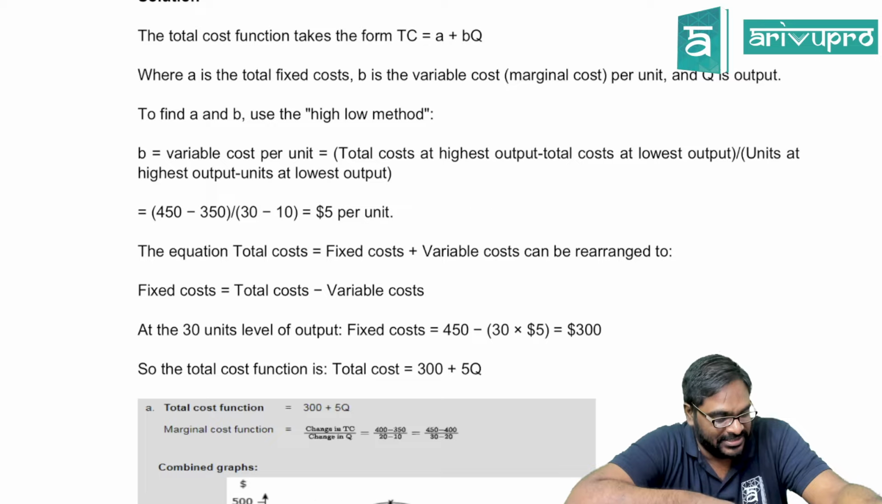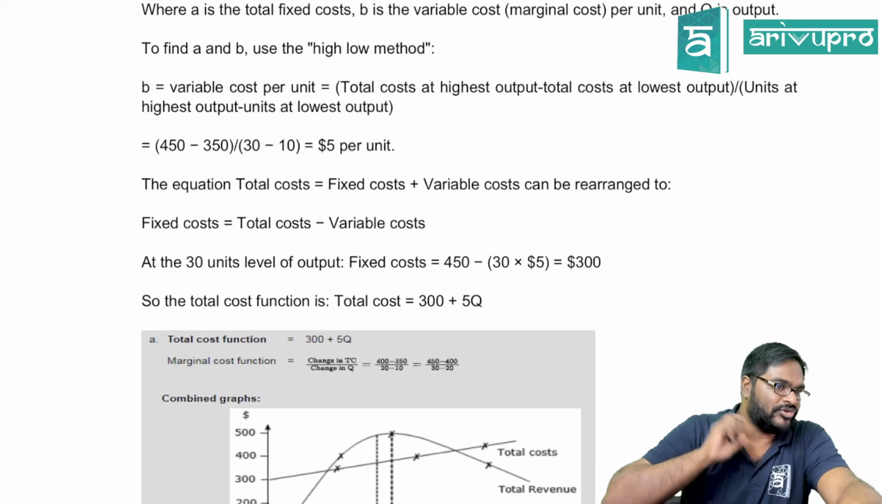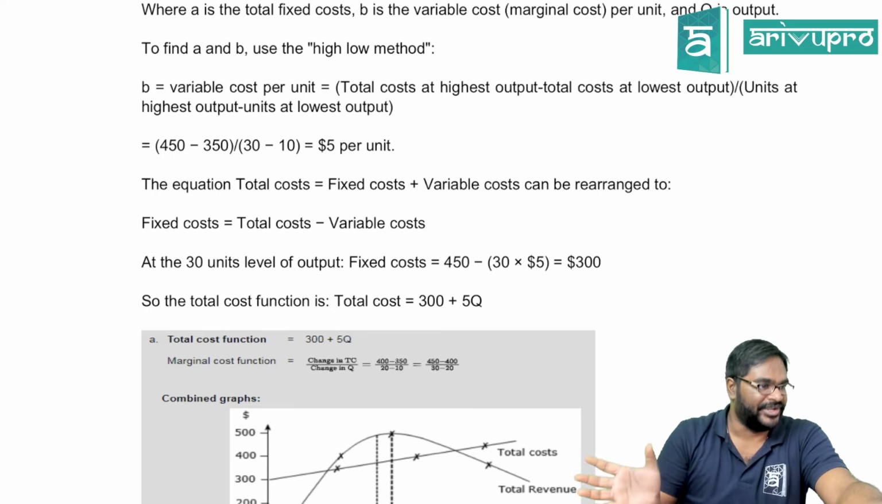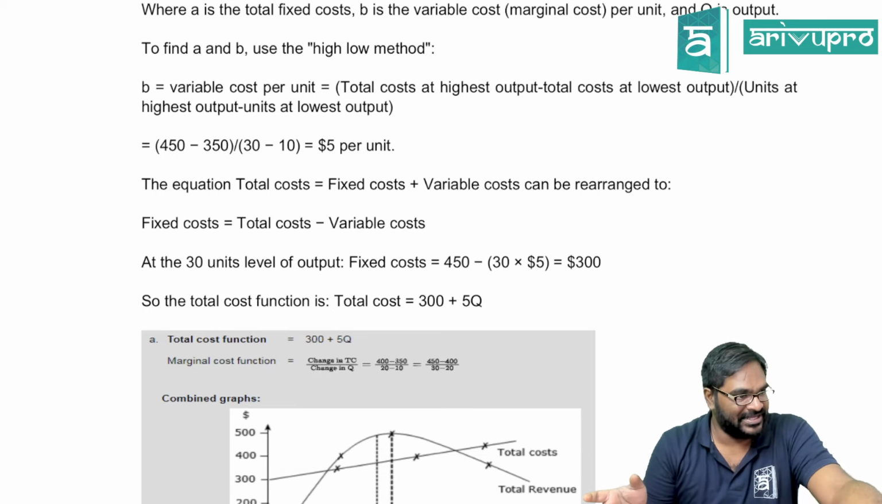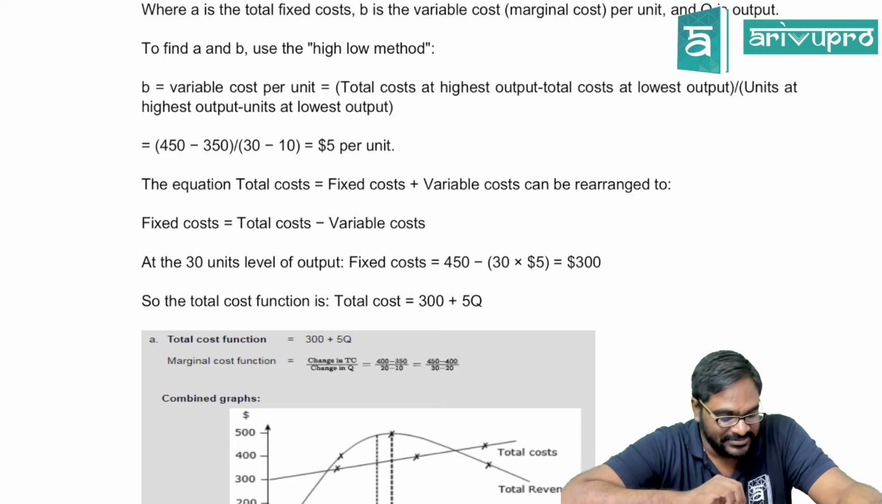Right. Now I can substitute the numbers I figured out into the total cost function. Fixed cost I know is 300, marginal cost I know is 5. So my total cost at any given point would be 300 plus 5 into the quantity. Agree? So 300 plus 5Q would be my total cost at any given point. Are we okay with that?